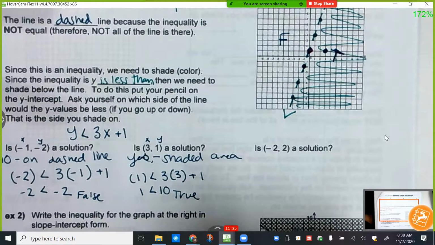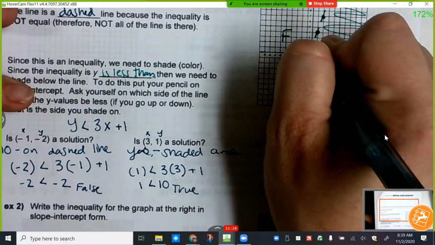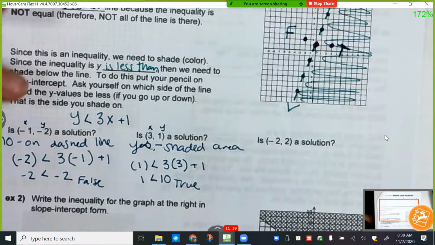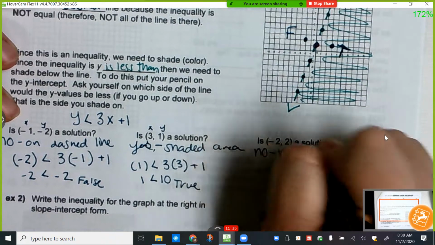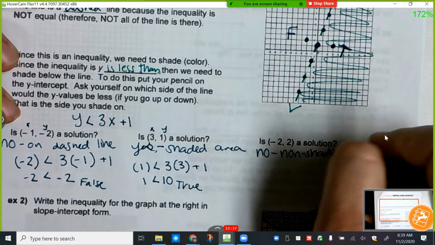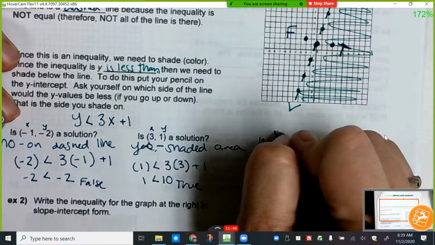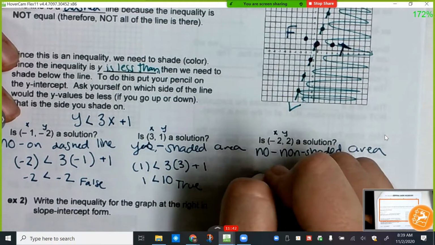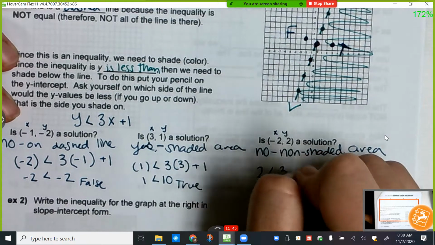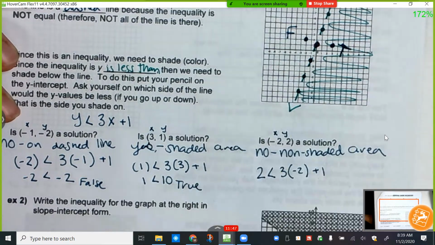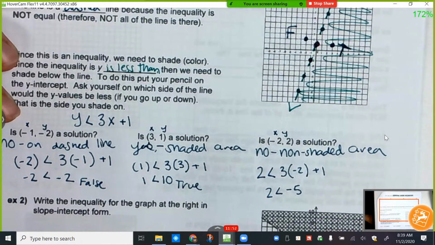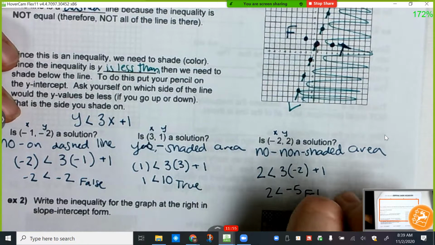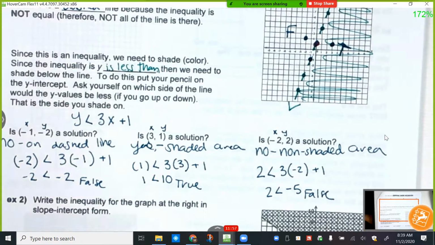Okay. So last one, negative 2, 2. Is that a solution? No. It's in a non-shaded area. So again, if we prove it, we get 2 is less than 3 times negative 2 plus 1, which is negative 6 plus 1, which is negative 5. Is 2 less than negative 5? No, so that's false. Any questions with that?